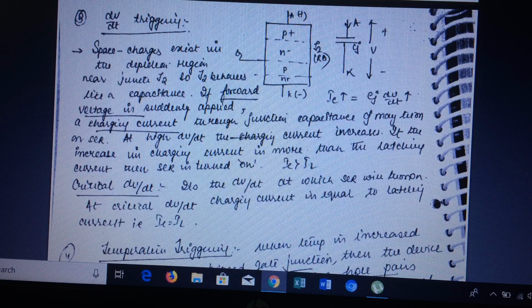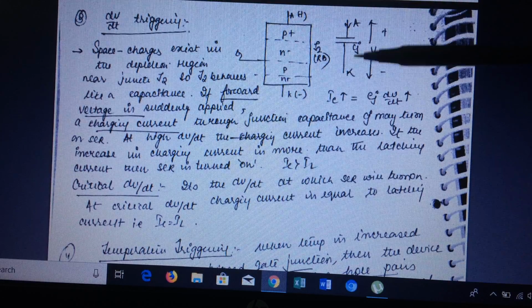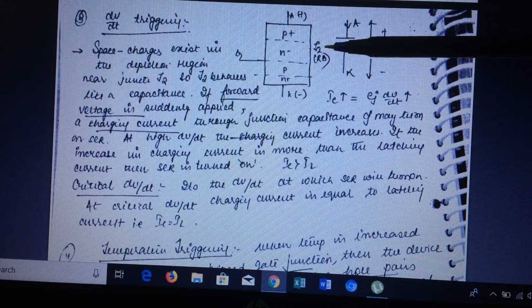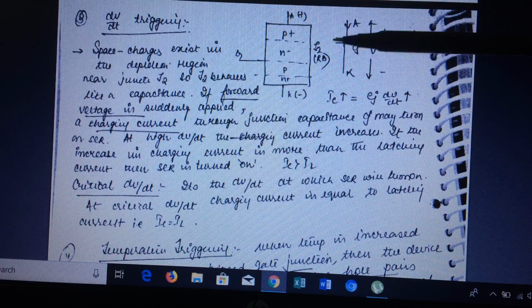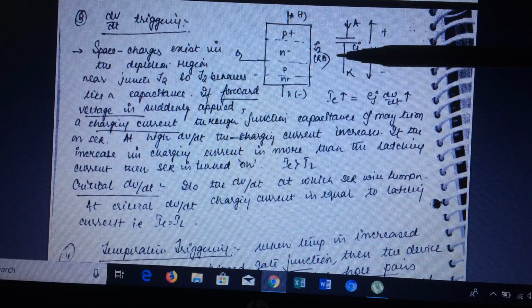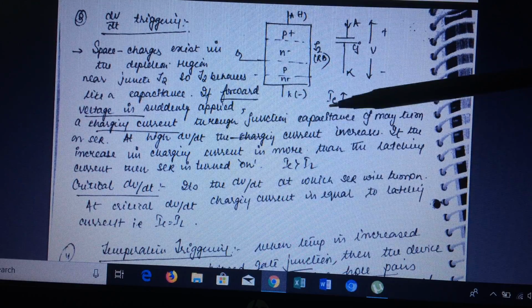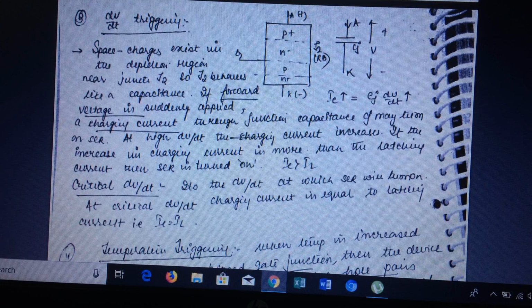Now if forward voltage is applied, then what will happen? The charging current through the junction capacitance may turn on the SCR. Now this is the junction capacitance Cj. What I told you, J2 acts as a capacitance. So that will initiate the process of turning on of the SCR at high dV/dt. With an increase in voltage, the current will increase, that means the charging current will increase. If the charging current becomes more than the latching current, then the SCR will get turned on.